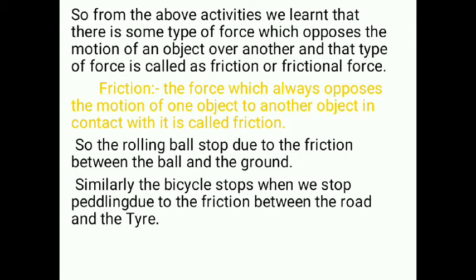object on another, and that type of force is called friction or frictional force. So, frictional force may be defined as the force which always opposes the motion of one object on another object in contact with it. So, the rolling ball stops due to the friction between the ball and the ground. Similarly, the bicycle stops when we stop pedaling due to the friction between road and tire.